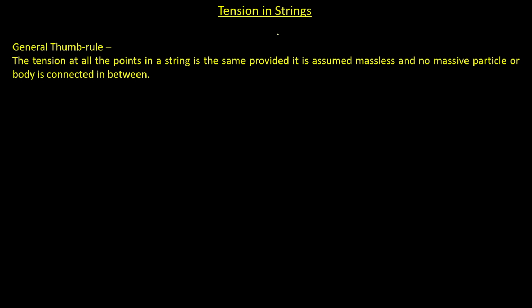Now let us move ahead. This is again a very important concept regarding Newton's third law of motion, and a lot of questions are going to come on this topic, that is tension in strings. So the general thumb rule of tension in strings, the only point that you need to keep in mind while doing the questions, is that the tension at all the points in a string is the same provided it is assumed massless. If the string is considered to be massless, then the tension in the string is going to be the same throughout, and no massive particle or body is connected in between. If any massive particle or bodies are connected between the strings, then the tension in the string is going to vary. So you need to consider these 2 points very carefully.